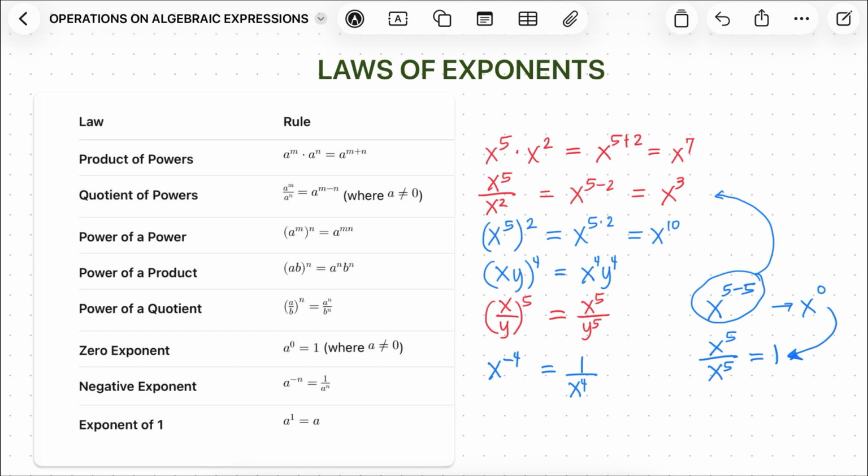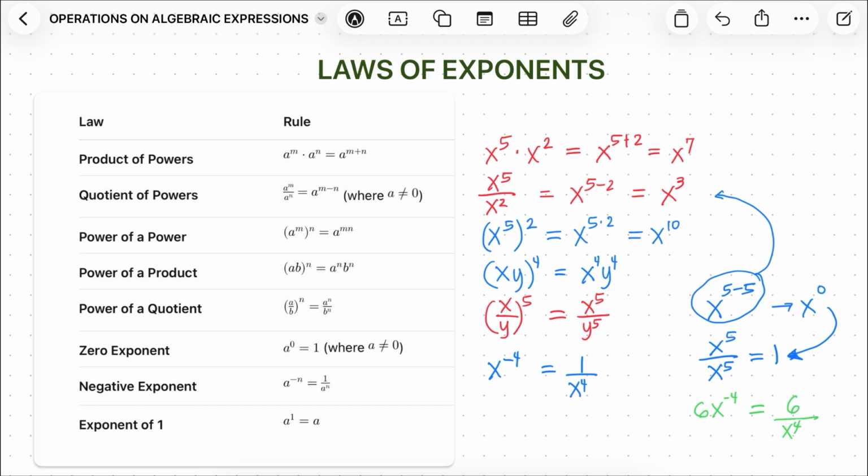You might ask, how about 6x raised to negative 4? What's going to happen? 6 is not included in the negative 4 exponent, so I will just leave it up here, and then I will just bring down x raised to 4.